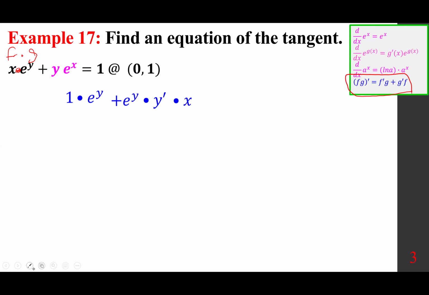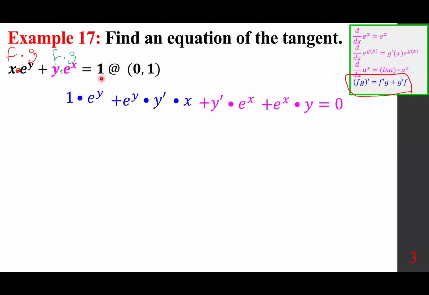Same thing here. We put a raised dot here, and this is again fg. So the derivative of the y is y prime times the second one, e to the power of x. E to the power of x is itself times y, and of course, any number results in 0. Right now, you can plug in, and everything is given. You find y prime. When you plug in, it becomes a slope.